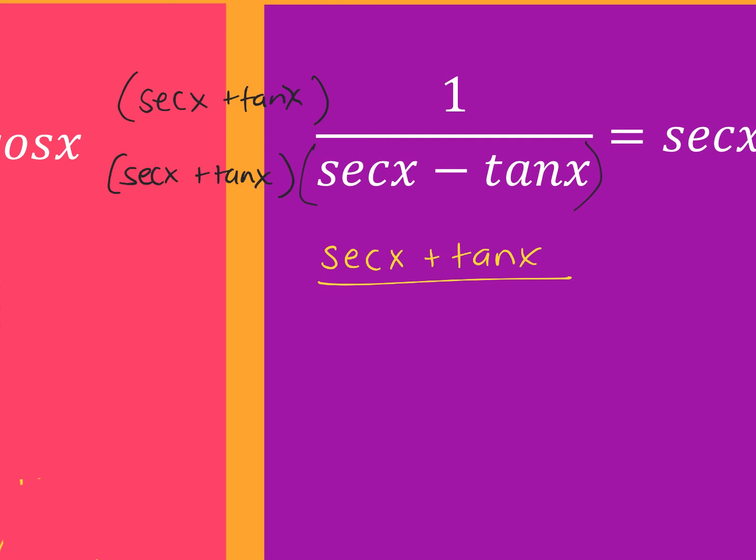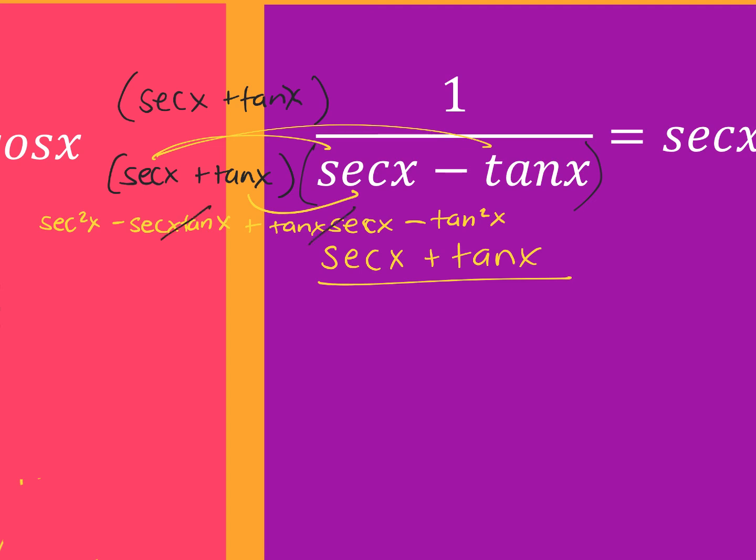So if you don't catch it and you FOIL it out, you'd get secant times secant, or secant squared x. Secant times a negative tangent, so minus secant x tangent x. Tangent times secant positive this time, tan x secant x. And a negative and a positive and a negative, negative tan squared x. Those middle terms cancel out because one's positive and one's negative. So again, this results in the difference of 2 squares, which would be secant squared x minus tan squared x. So that would be the denominator.